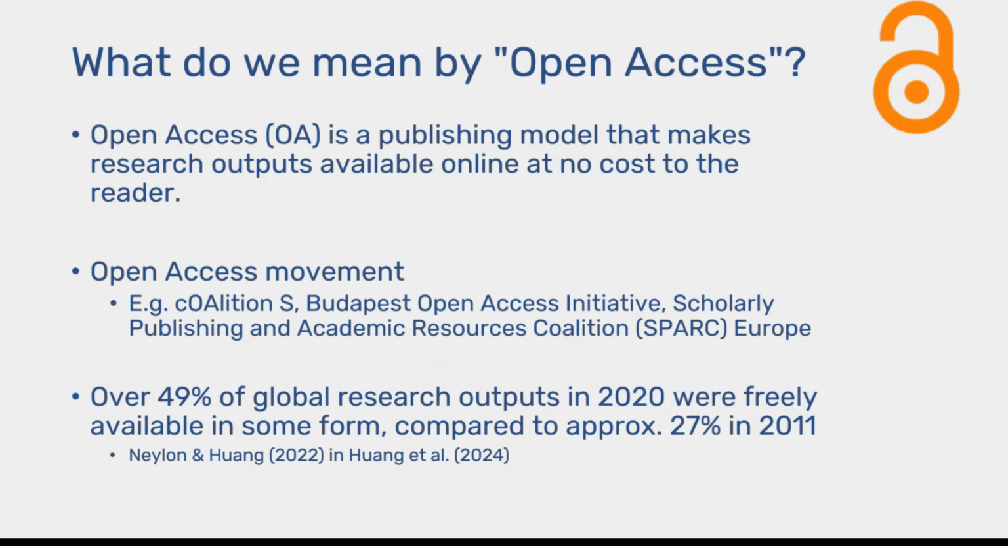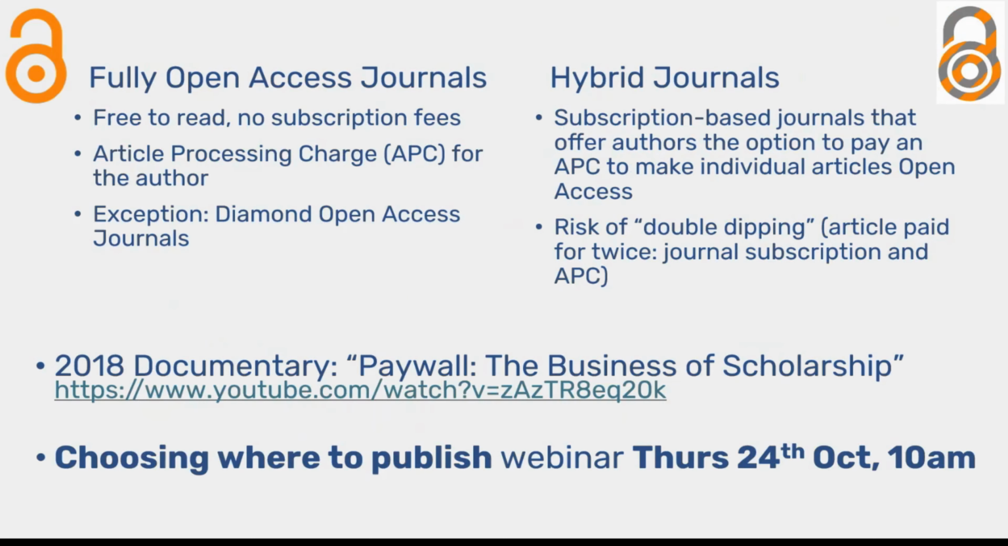A 2021 report of the Global State of Open Access highlights a significant increase in freely accessible scholarly output in recent years, reporting that this number has increased from approximately 27% in 2011 to over 49% in 2020. So these figures really demonstrate the effectiveness of the open access movement, and more subscription journals are flipping to open access, or at least becoming hybrid.